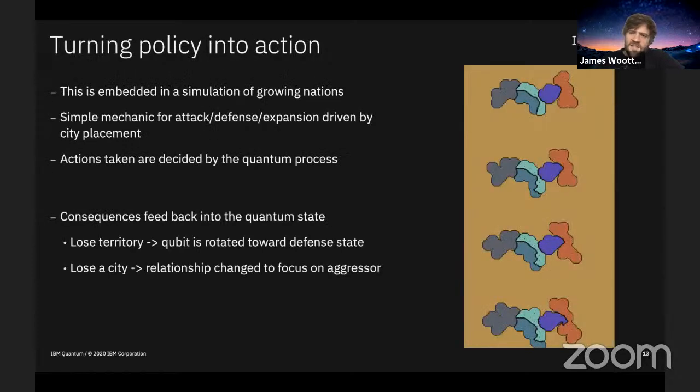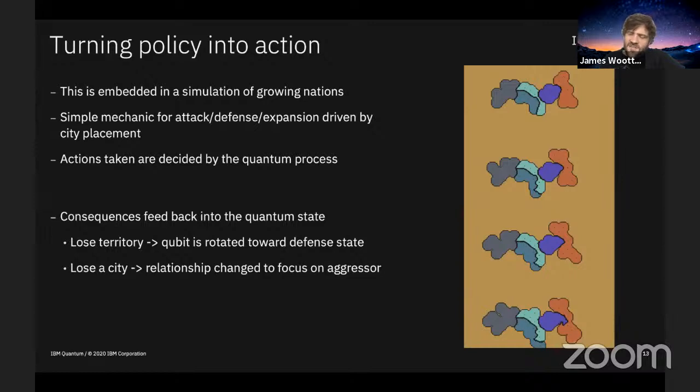And then we embed this into a simulation of growing nations where the nations can actually take actions. They can grow, they can steal territory off of their neighbors, they can even steal cities off of their neighbors. And then what happens in this feeds back into the quantum circuit, which is serving as the AI.